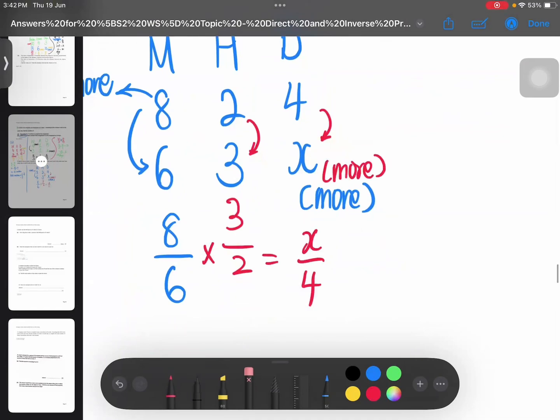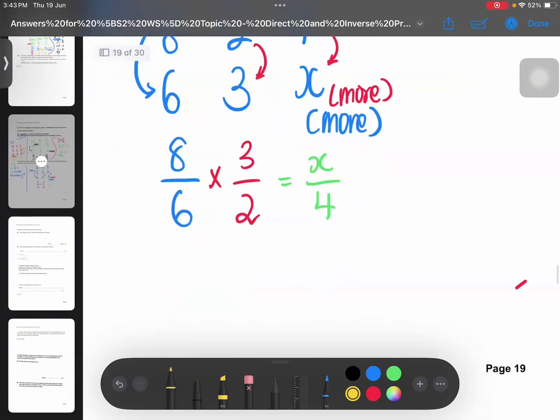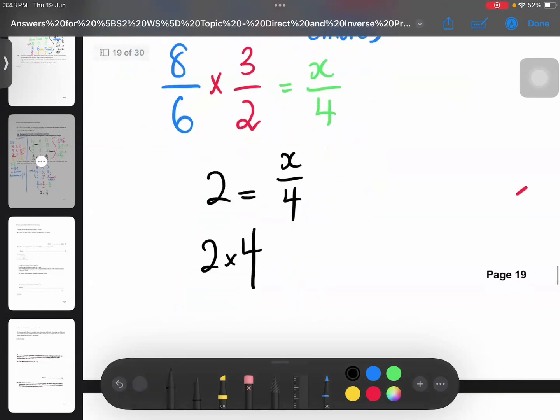Is this something that you can understand or don't understand? All right, so 3 over 2. Agree or disagree? Over here, this is actually equals to x over 4. Agree or disagree? All right, so what you want to do is solve whatever that is over here. You will basically say 8 over 6 times 3 over 2. You get to an answer of 2. 2 is equals to x over 4. Agree or disagree? Therefore your x is actually equals to 2 times 4. X is equals to 8.